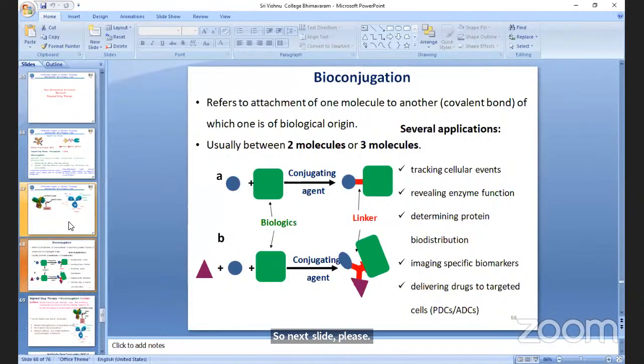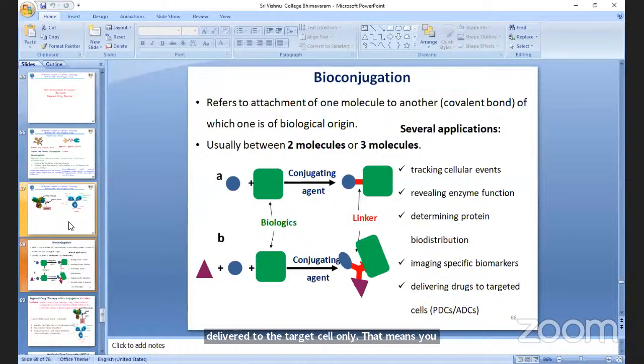Bioconjugation, as I just told, refers to linking one molecule to another covalently, usually between two or three molecules. The advantage is you can track cellular events, reveal enzyme function, how the enzyme is functioning, determine protein distribution, how it is distributed biologically, image specific biomarkers, and deliver the drug to the target cell only. Whatever drug you make should be delivered to the target cell only, so you do not harm the healthy cells.